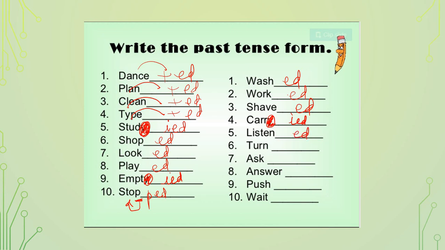Listened. E is here and a consonant is here. So we'll repeat the n. Turned, asked, answered, pushed, waited. So simply you will add the ed. So that is why the regular verbs are easy, because you are only adding the ed in it.